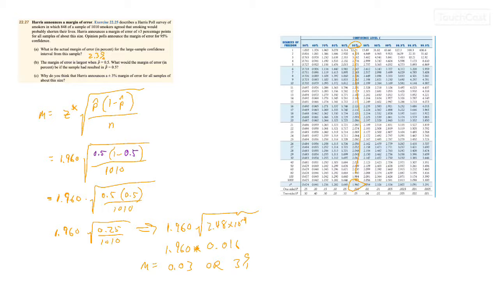So part C asks, why do you think that Harris announces a plus or minus 3% margin of error for all samples of about this size? Well, it was actually 3.1. They're saying plus or minus 3% because that's what they calculated with a 0.5 sample proportion. So they're giving that margin of error mainly because we calculated it using the statistics that we had.